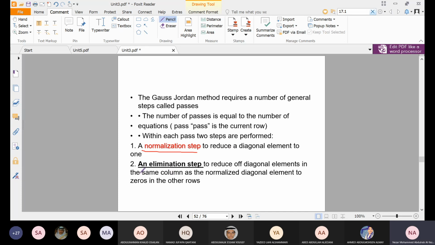The second step is the elimination step. After we normalize the diagonal element to 1, we need to reduce the off-diagonal elements in the same column to 0. The first step, we normalize the diagonal element to 1, and after that, we convert the off-diagonal elements, the elements that are not on the diagonal, to 0. After that, we will get the identity matrix.